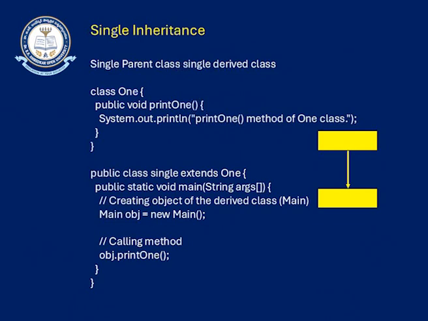Single is the child class name, which extends the parent class called ONE1, where I am going to create an object for the class. What is the class name? Main obj is equal to new Main. For Main I am creating an object, and using that object I am calling the method obj.print1. Like this I can have a single inheritance.